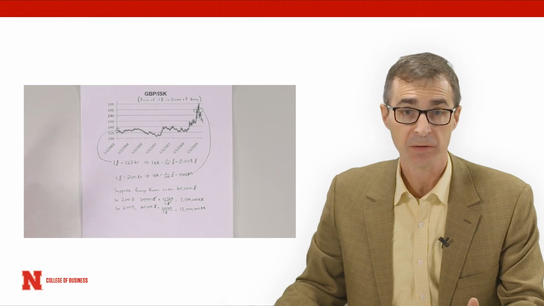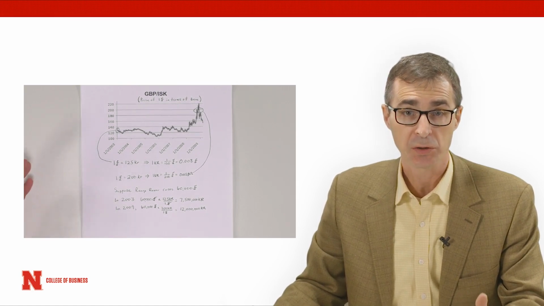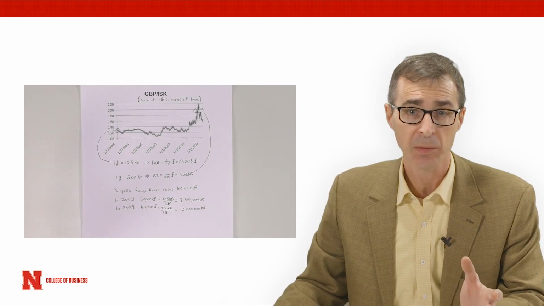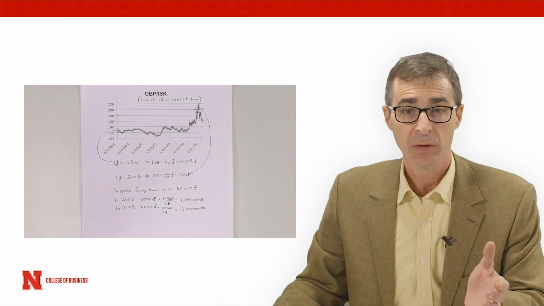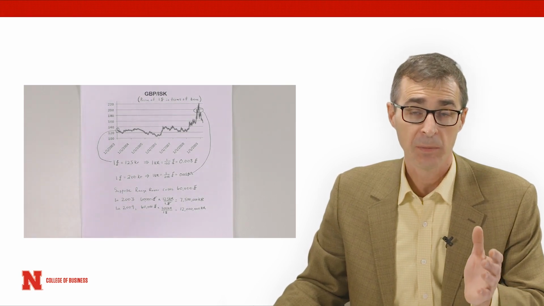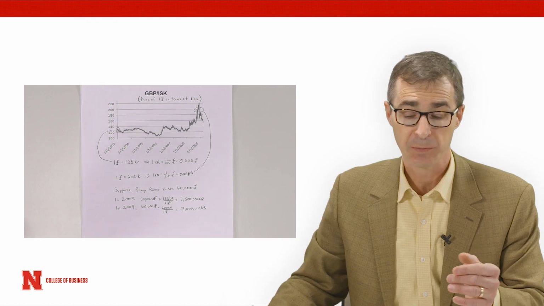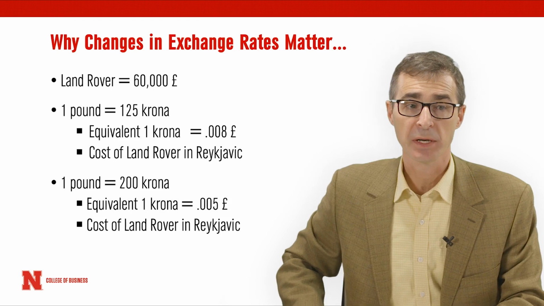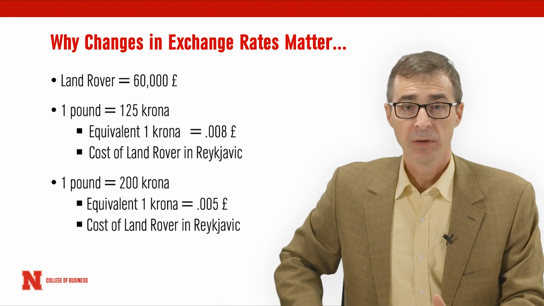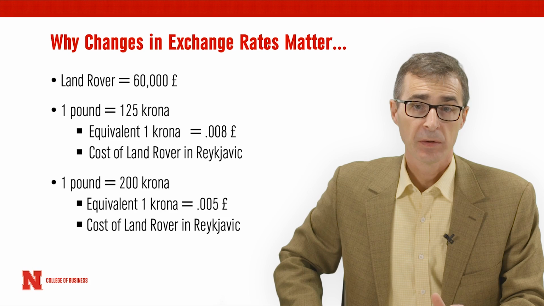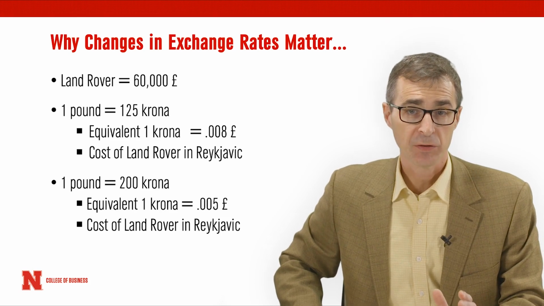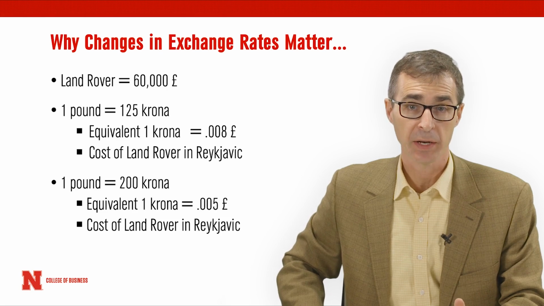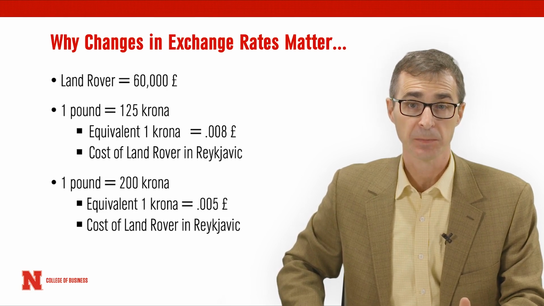We'll have much more to say about this later on in a couple of different follow-on lectures, but the point here is that exchange rates are not simply an esoteric number that don't affect individual consumers. They matter dramatically and very acutely for consumers who buy foreign goods. So just to summarize then what we've seen, the Land Rover selling for 60,000 pounds doesn't change its price in Great Britain, but as the exchange rate between pounds and krona fluctuates, the price that the Icelandic consumer pays for that imported item changes, in this case, changing dramatically.